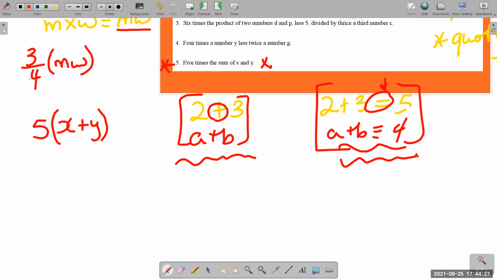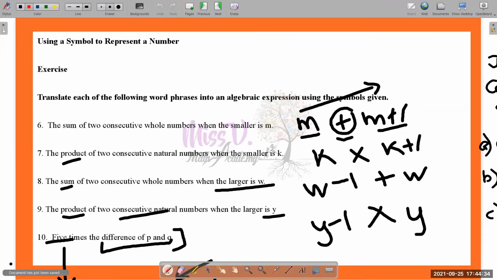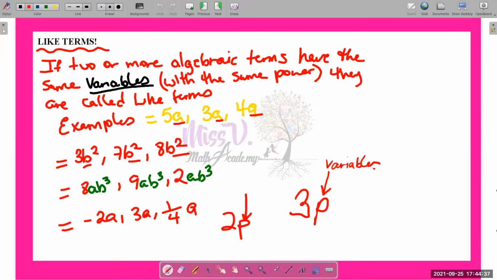All of this is reinforcement. All of this is us making clarity on everything we would have done before. All right. We did like terms, and we need to understand what like terms mean. So here in our notes, if two or more algebraic terms have the same variables with the same power, they are called like terms. So for example, we have here 5a, 3a, and 4a, which are all like terms.